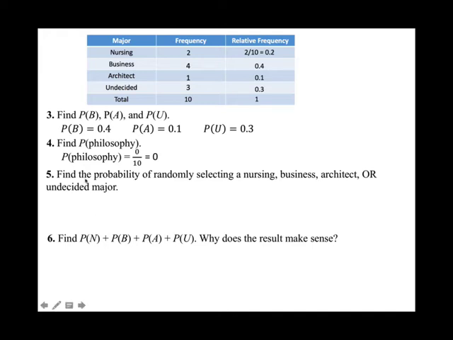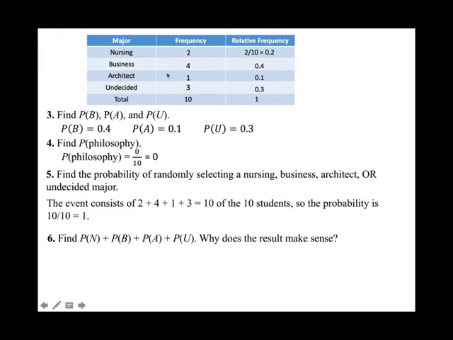Okay, number 5, find the probability of randomly selecting nursing, business, architect, or undesign. So it means I'm going to close my eyes and pick one student. They are in one of these majors. Which means the event consists of the total number of students here, 10 out of 10 students. It's going to be 1.